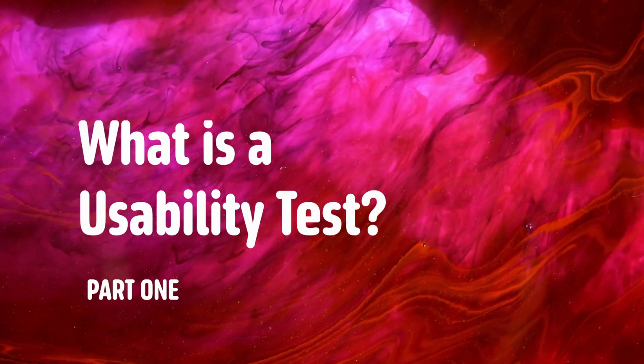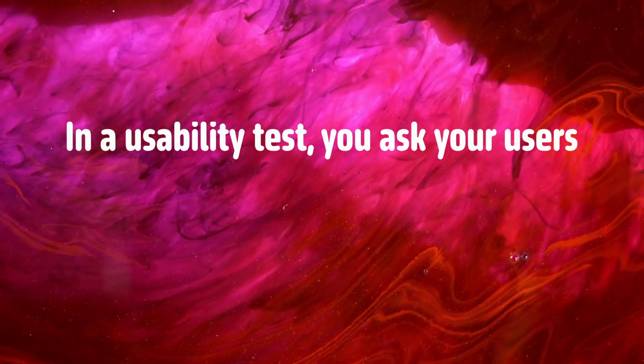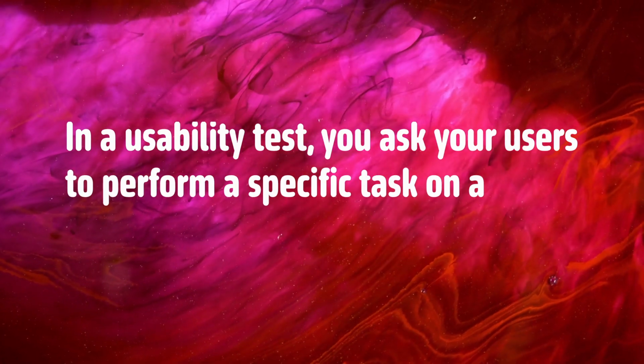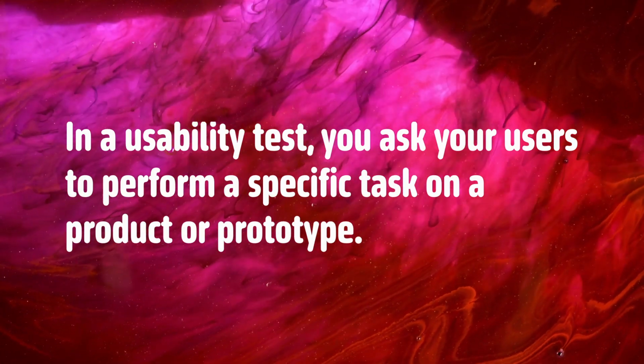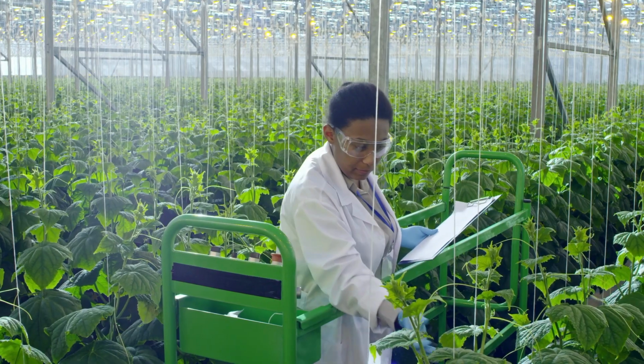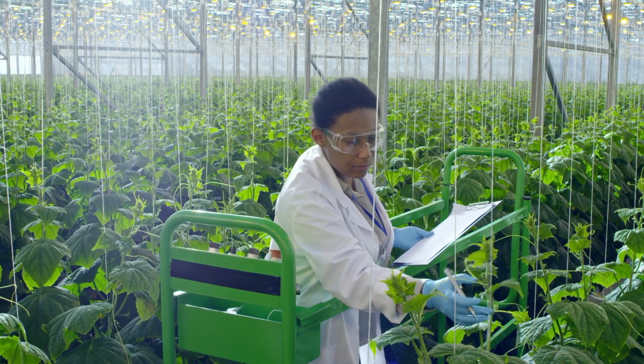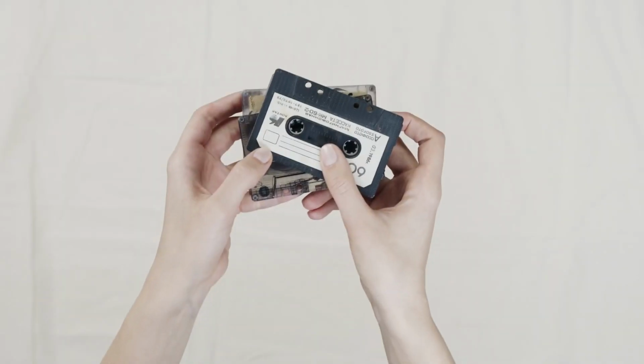Part 1. What is a usability test? In a usability test, you ask your users to perform a specific task on a product or prototype. While the participant is exploring the product, your job is to observe them and make sure that you understand where they get stuck or confused. Gather all of that data. That's important information. Why is it useful, you ask?